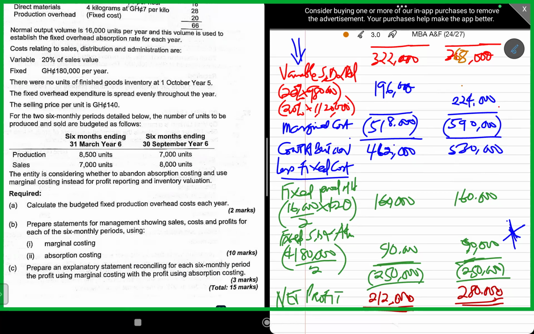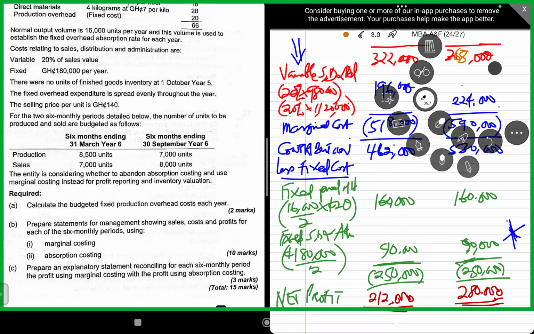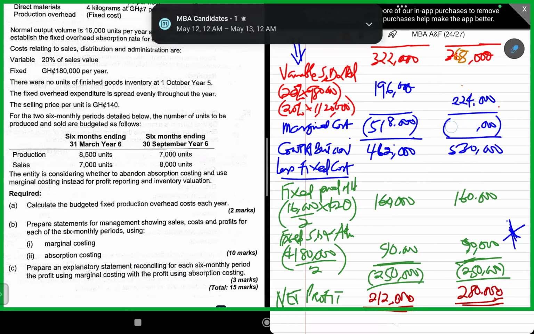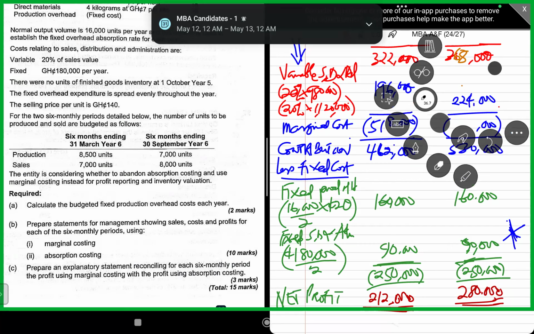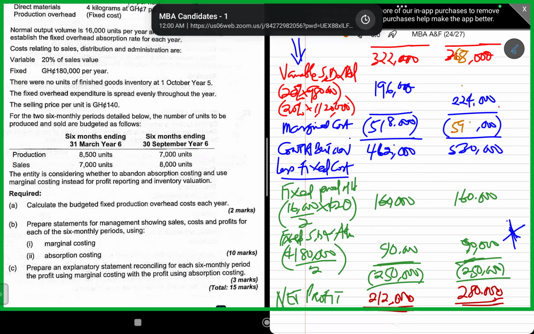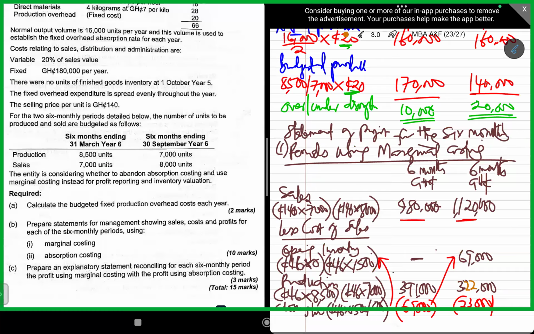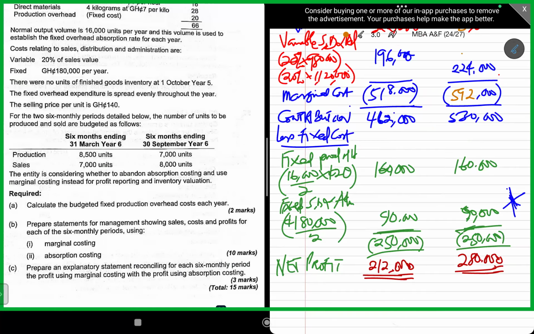8,000 plus 224 gives 592,000. The 592,000 should be less from the 1,120,000. That gives 528,000. Then less 250,000.